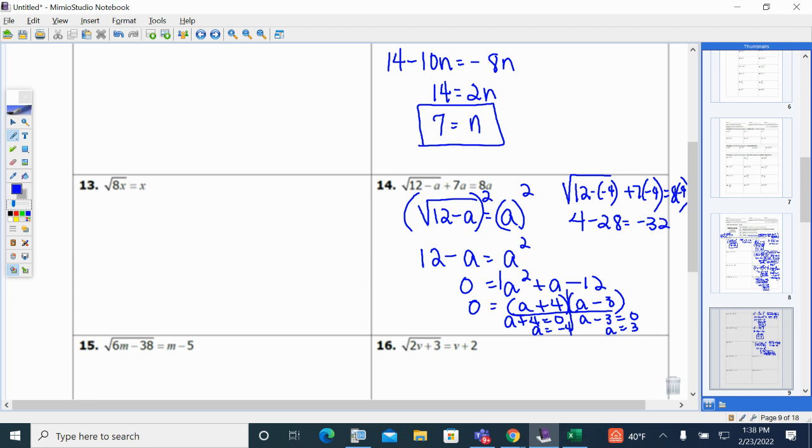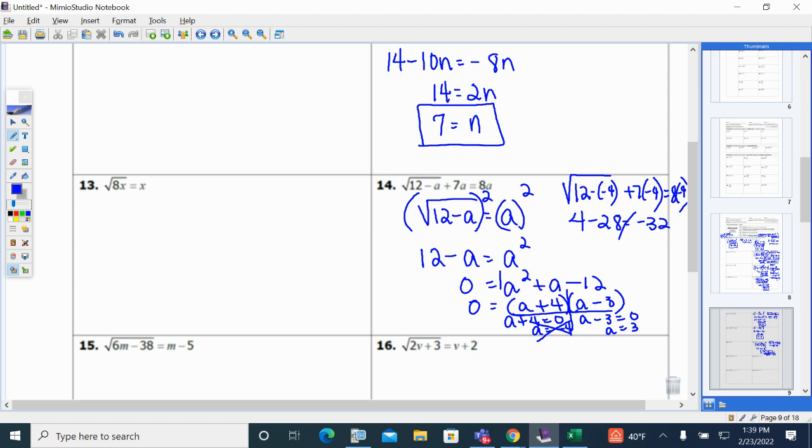So is that going to be equal to each other? 4 minus 28 would be negative 24. Does that equal negative 32? No, it does not. So negative 4 is not an answer. The negative 4 was created when we squared the a, because that negative 4 would have become positive there. So that is what we call an extraneous solution.